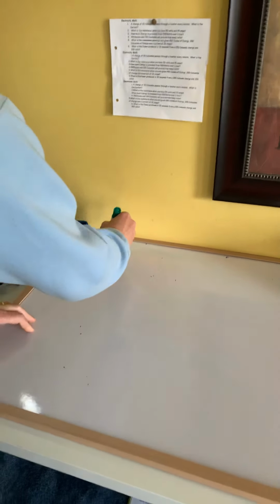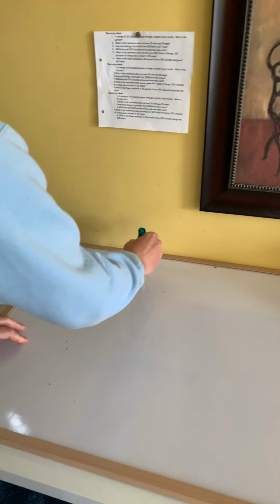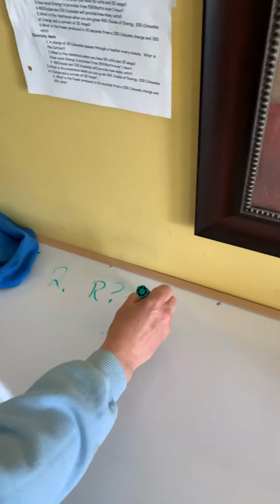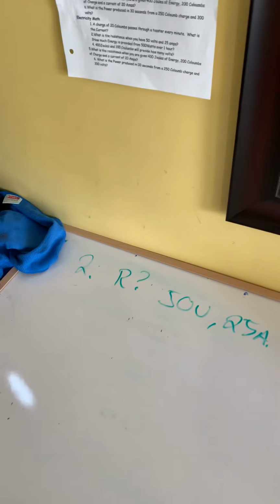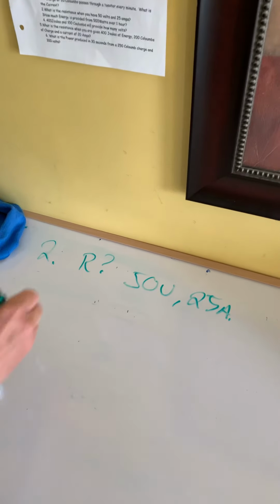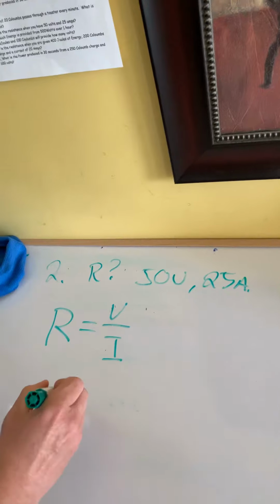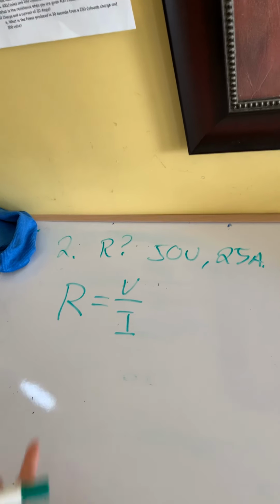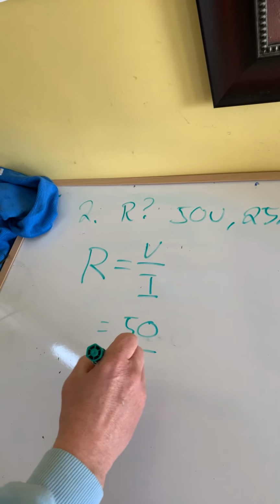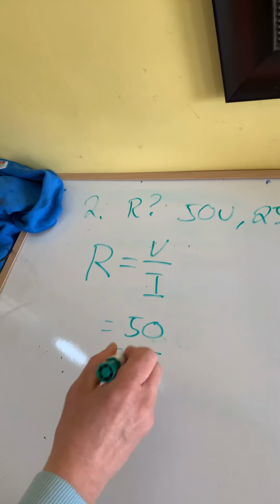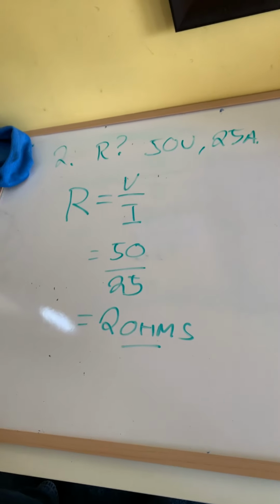Number 2, what is the resistance when you have 50 volts and 25 amps? So that's a classic Ohm's Law question where resistance equals voltage over current. We're given the 2 variables, we need to find the third. 50 volts over 25 amps. 50 divided by 25 is 2, and we have to put our units, 2 ohms.